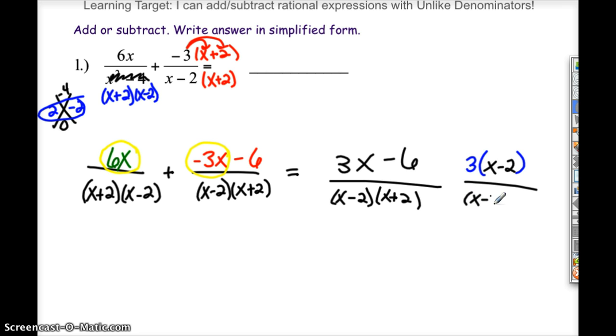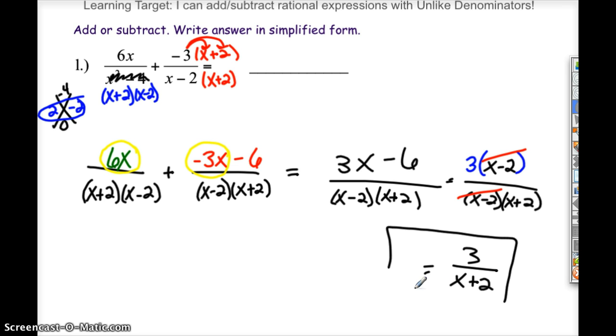And if you see what's happening here, I've got an x - 2 on top and bottom, which is cool. So it says write your answer in simplified form. So you always need to factor if you can on your numerator, because sometimes this just might happen. I can cross something out, and so my final answer, I have a 3 on top, and I have an x plus 2 on the bottom. Okay?